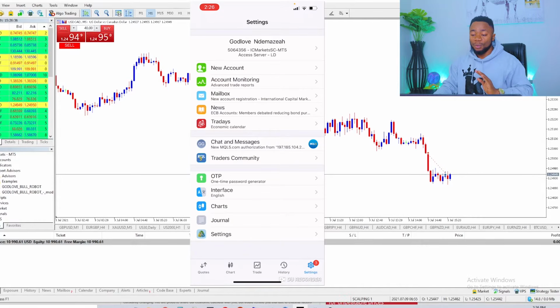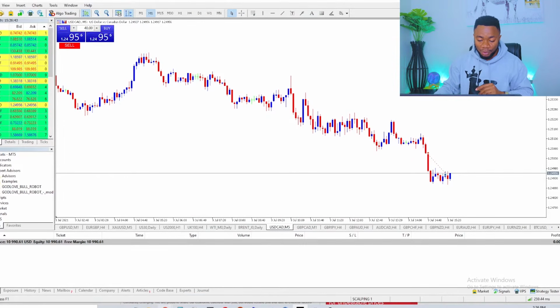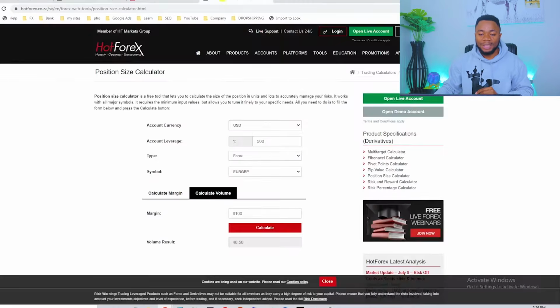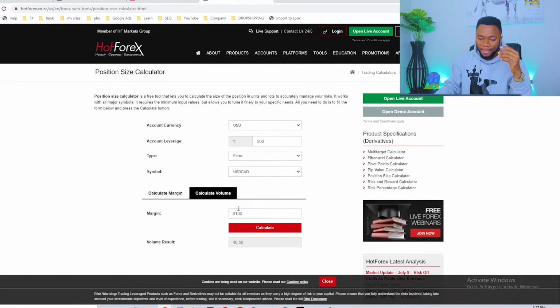We're going to use this balance to determine the lot size we're going to be using on this particular trade. So how do we do this? We go to this website, Hot Forex, and go to the position size calculator. On the position size calculator, you choose the leverage. I'm using IC Markets, and the leverage here is 1:500. The instrument type we're trading is Forex, and the symbol is USD CAD. So we select USD CAD and calculate volume. Here, they're talking about the margin.